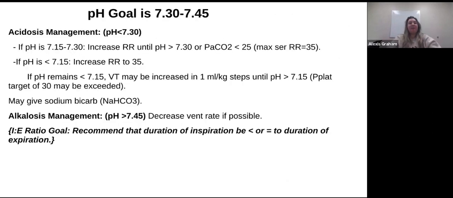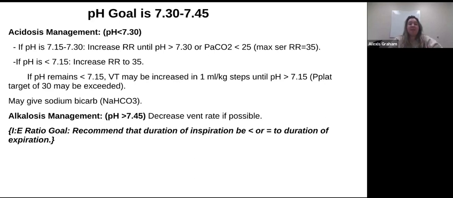The pH goal is 7.3 to 7.45. For acidosis management, which is pH less than 7.3: if the pH is 7.15 to 7.3, you're going to increase the respiratory rate until the pH is greater than 7.3 or the PaCO2 is less than 25. And then, again, the max respiratory rate is 35. If the pH is less than 7.15, increase the respiratory rate to 35.